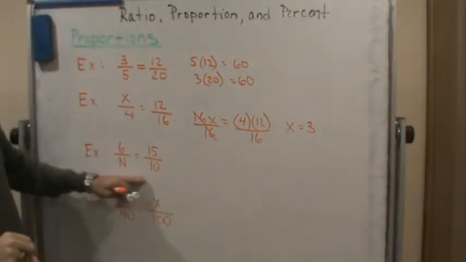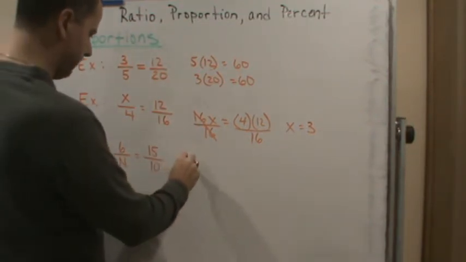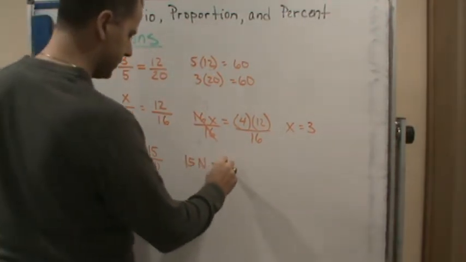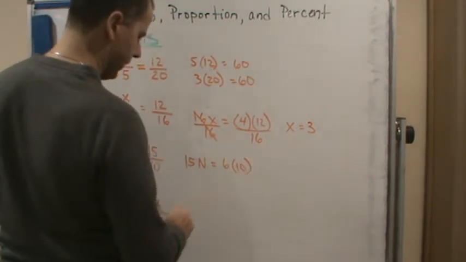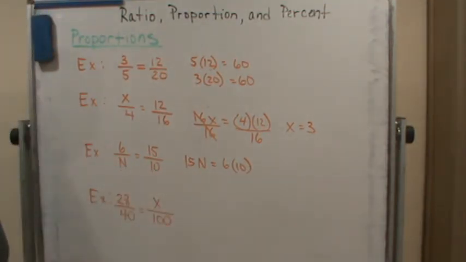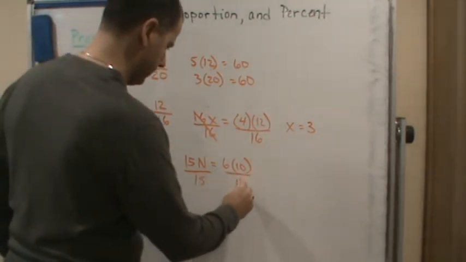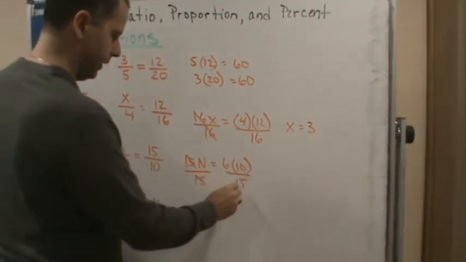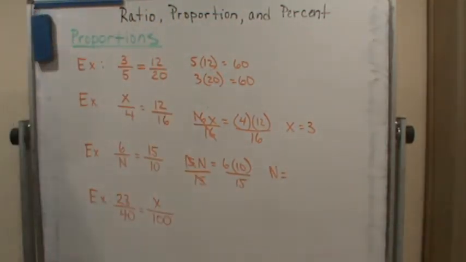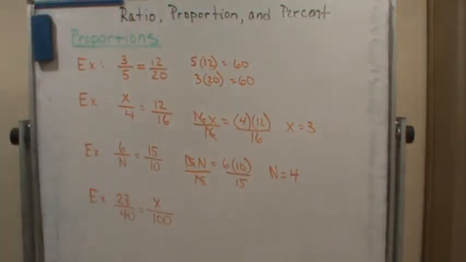Okay, now what about this one? Now I'm going to solve for n, so I'm going to do the same thing. I'm going to cross multiply. That gives me 15 times n is equal to 6 times 10. And now I'm going to divide both sides by 15. And so that gives me n is equal to 60 divided by 15, which gives me 4. So n is equal to 4.